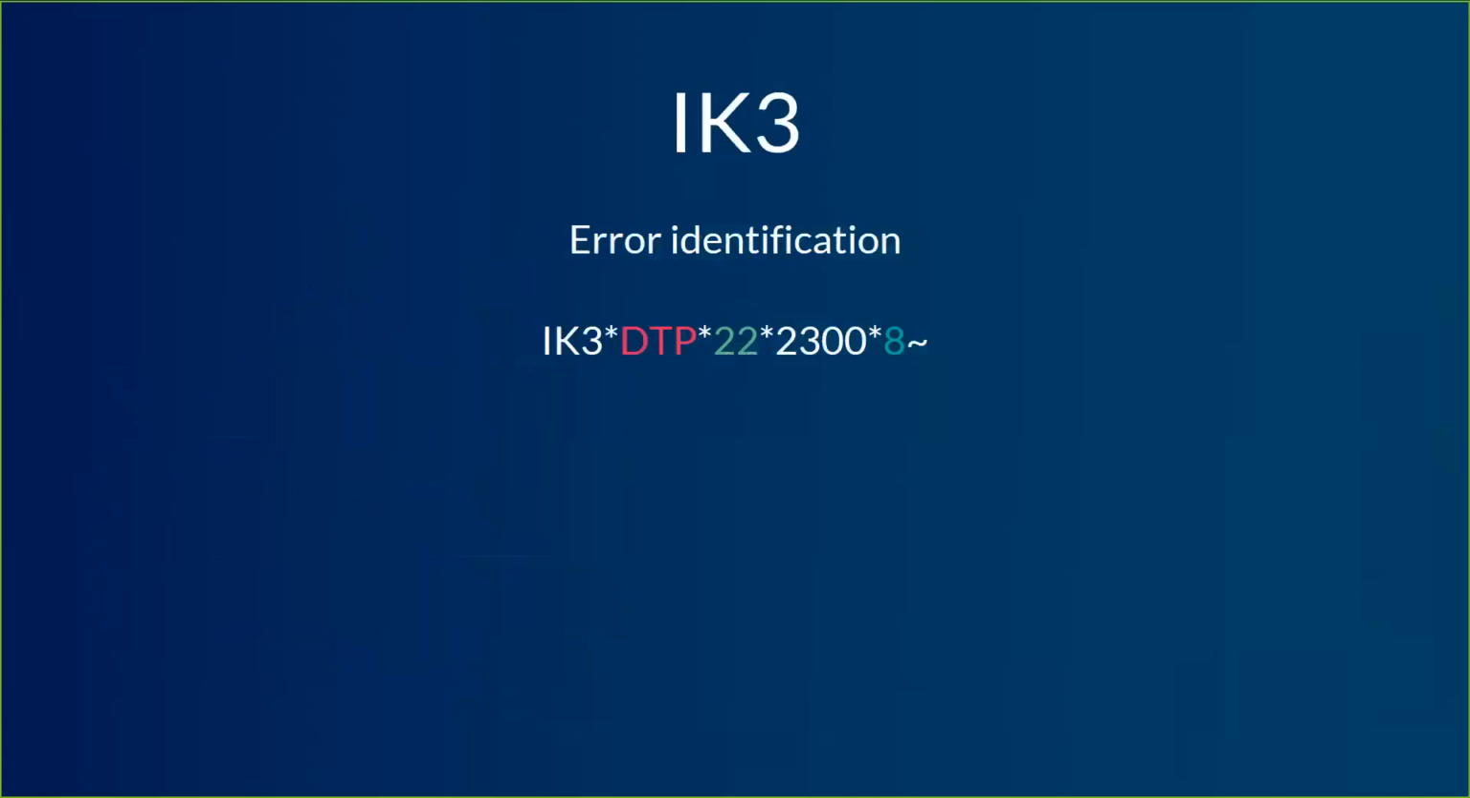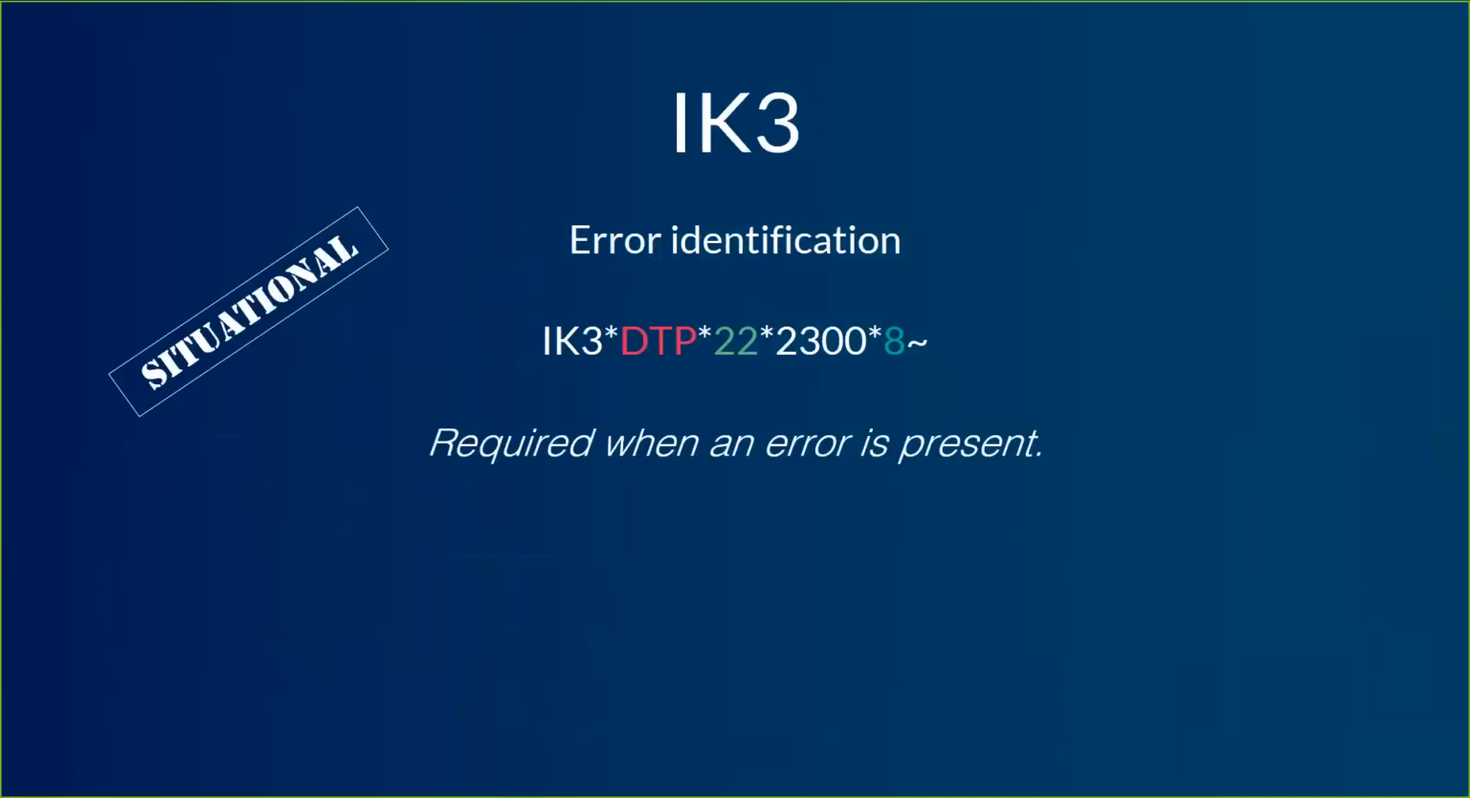The IK3 is error identification, and this one, it is situational, but if there's an error present, you will get this one. So this is very consistent and a good one to look for. In the first position of this IK3, we're going to get the segment in error. So in my case, I know that my error happened in a DTP or date time period segment.